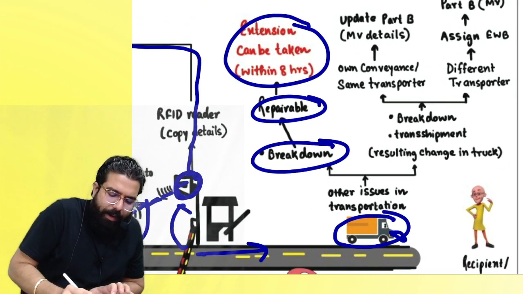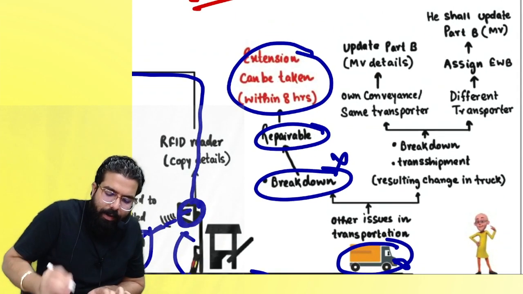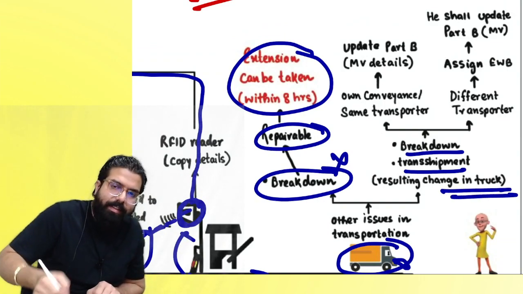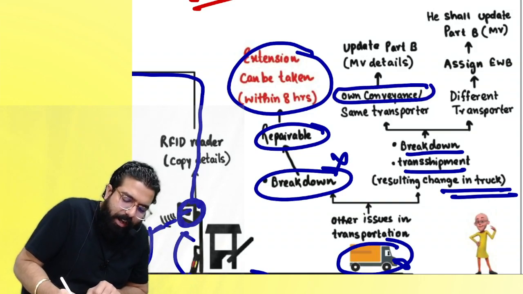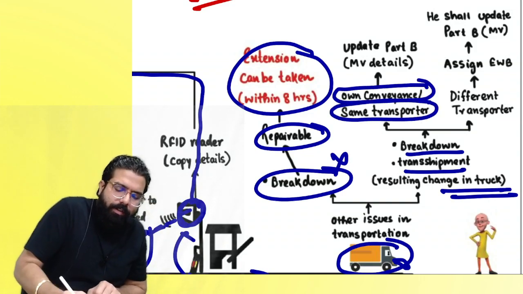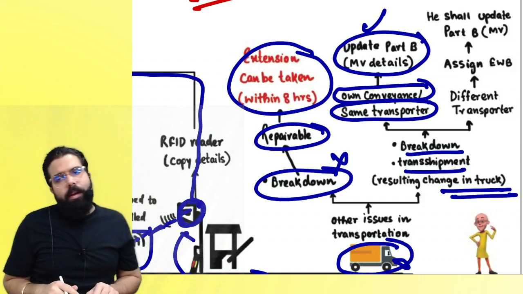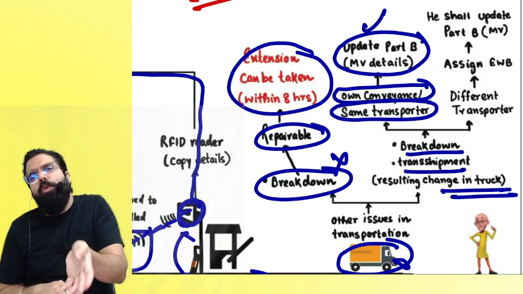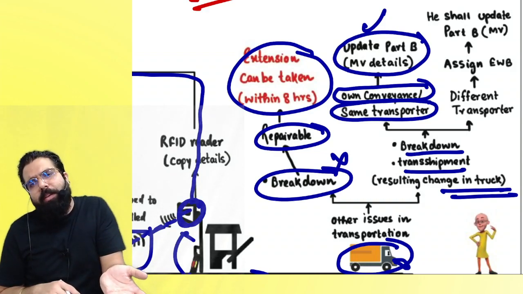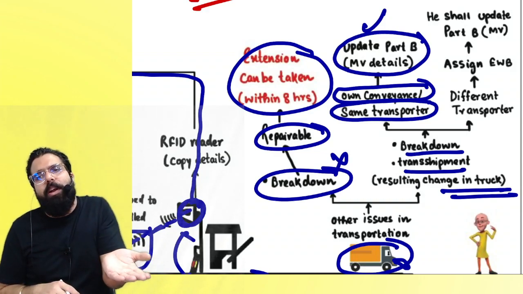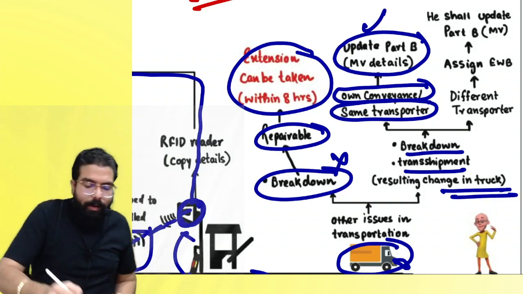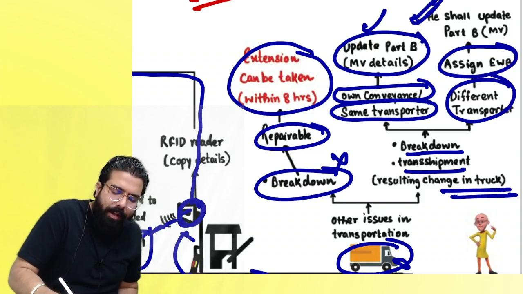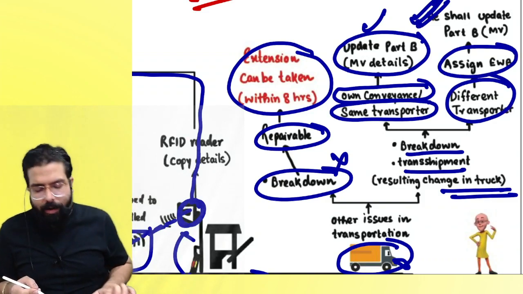Sir, any other issue? For example, the breakdown is not repairable, then do one thing. If there is a breakdown or a transshipment resulting in a change of truck, then if it is your conveyance or the same transporter, just update Part B, take your goods and go. But if you are going to assign it to a different transporter, then do one thing. If a new transporter is coming into the picture, then assign the e-way bill to the new transporter. He will update Part B, take the goods and go. Are we clear, everyone? Different transporter, then assign the e-way bill. He shall update Part B, take the goods and go.